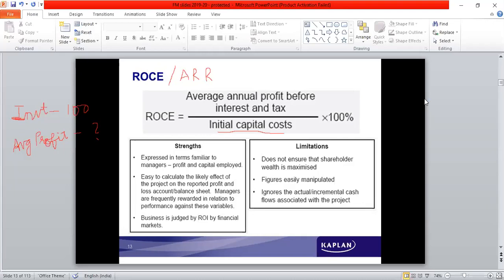Easy to calculate the likely effect of the project on the reported profit and loss and balance sheet. Managers are frequently rewarded in relation to the performance against these variables. Then the business is judged by ROI by the financial market.